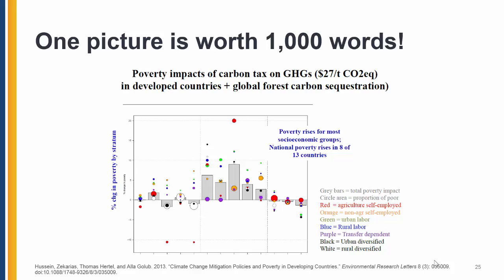The size of the bubble shows how big the contribution of that stratum is to poverty in the initial database. So if a big bubble moves a lot, that's going to tend to move national poverty. National poverty is shown with the gray bars. You can see that on average, poverty seems to be increasing due to these mitigation policies, and that's a concern. So this conveys a lot of information in one slide.